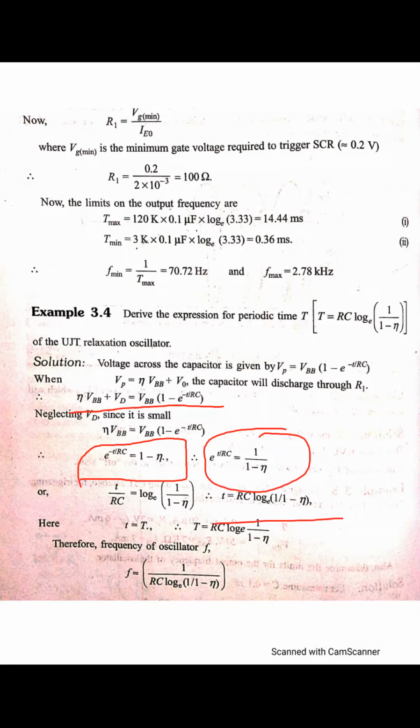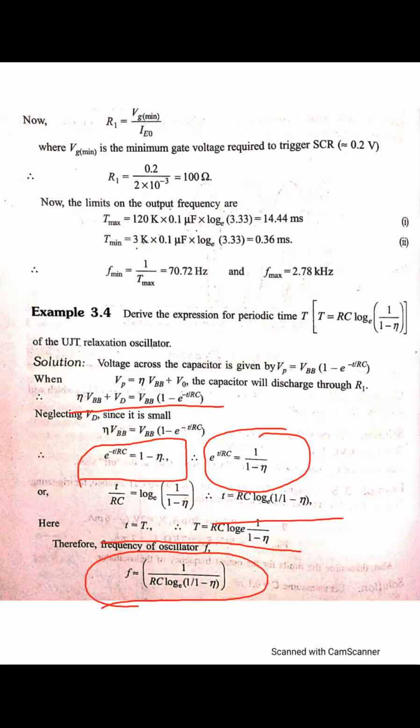So this is T is equal to RC into log of 1 divided by 1 minus theta. So frequency is equal to 1 by T, and we are going to get the frequency expression f is equal to 1 divided by RC log of 1 divided by 1 minus theta.